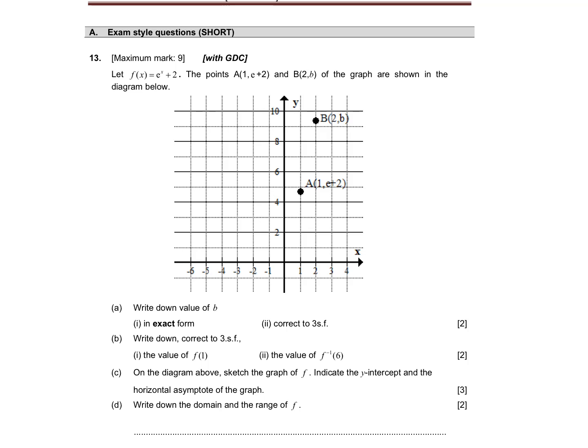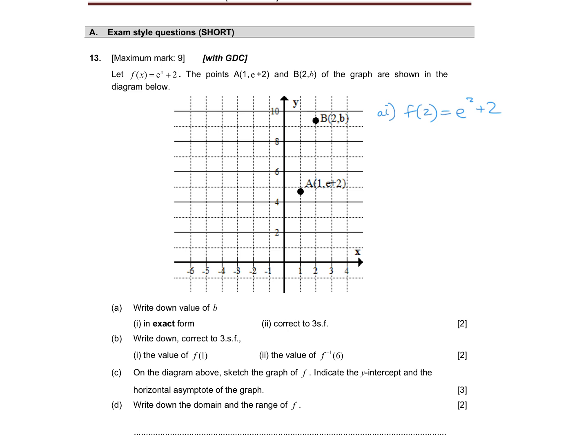All right, number 13, let f of x equal that. The points A and B are on the graph as shown in the diagram below. Write down the value of B in exact form. So for AI, we're substituting in 2 because that's x that goes with the B. So exact is going to just be that, e squared plus 2.